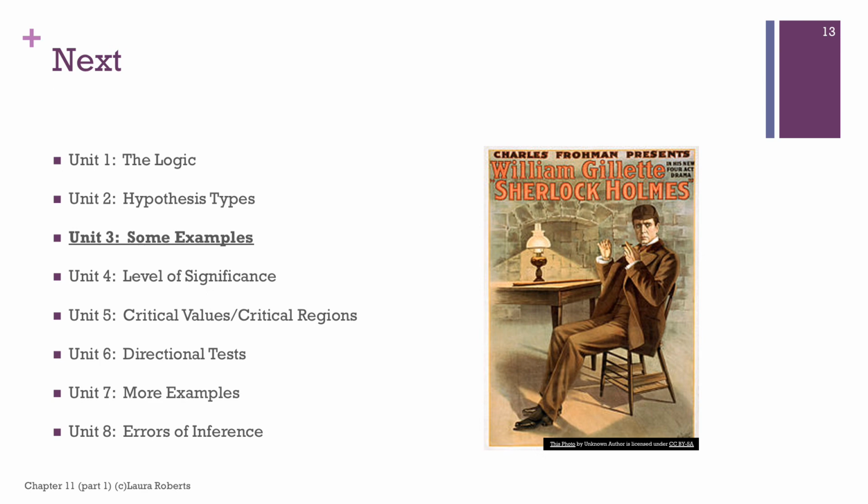So this was another short unit. We've just completed Unit 2, Hypothesis Types, and now we'll move on to some examples. And then we'll look at levels of significance, critical values, critical regions, directional tests, some more examples, and then errors of inference.